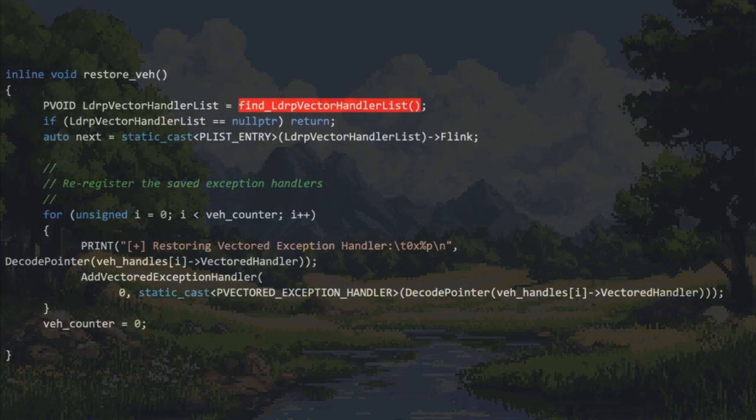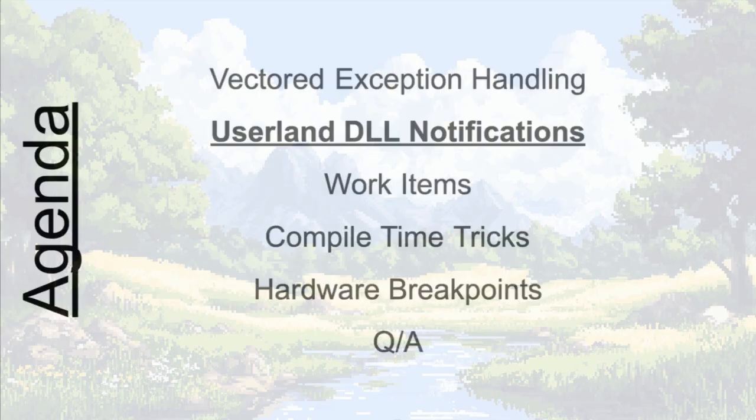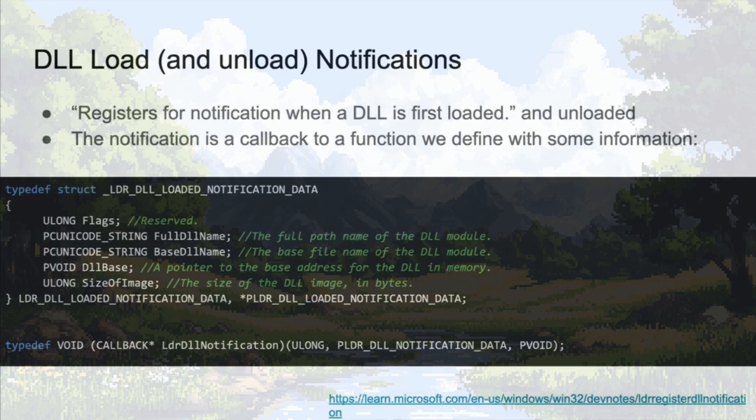You're free to try out this code. It's all available on GitHub, in one of my GitHub repositories. I think it's the miscellaneous one. So now we've gone through vectored exception handling and how to remove these vectored exception handlers and restore them. Another thing that was quite interesting in this Proofpoint blog post that Nighthawk did was userland DLL notifications, and that was the next thing I looked to re-implement.